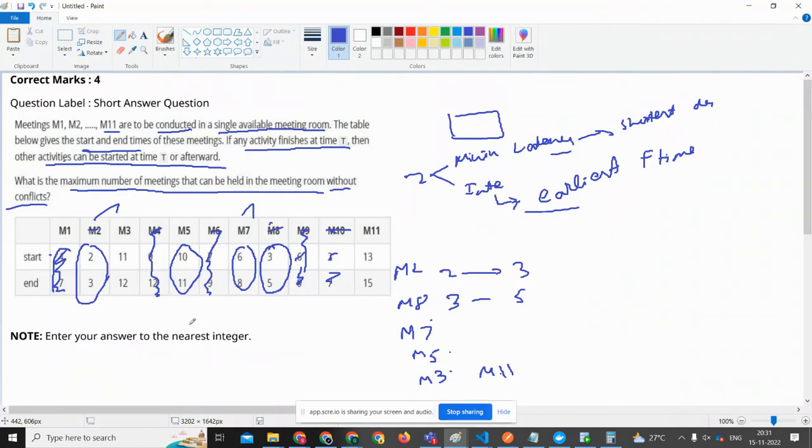Before we go to the next question, I want to mention one thing: earliest finishing time and deadline are not the same, because a deadline will be given with more time, while the finishing time could be within 3 hours. So that is a little different. Earliest finishing time and shortest deadline are not the same.